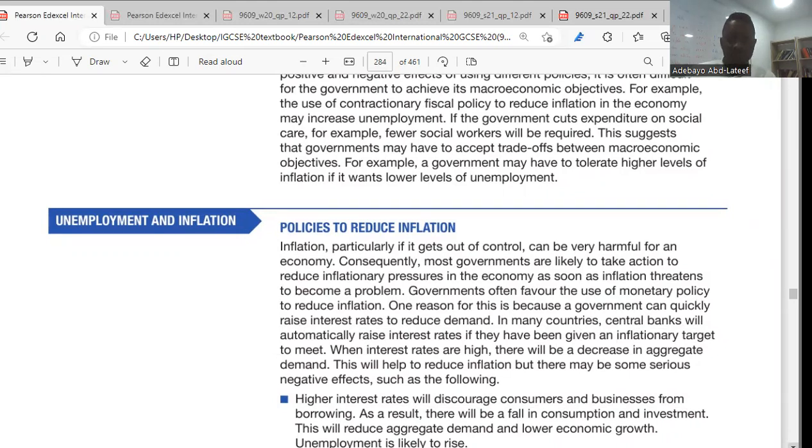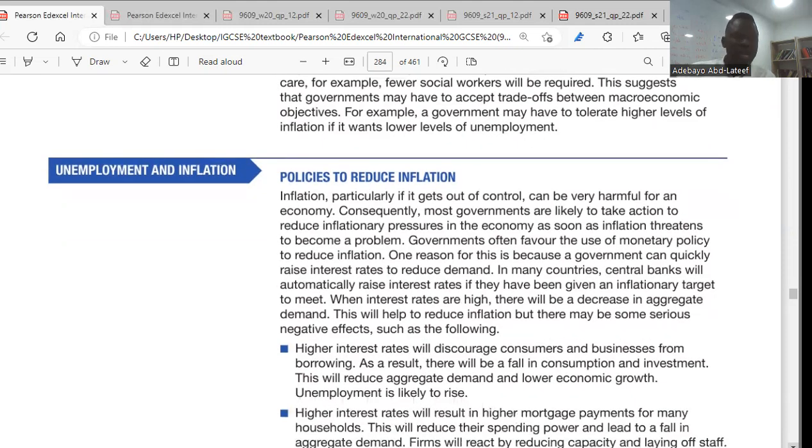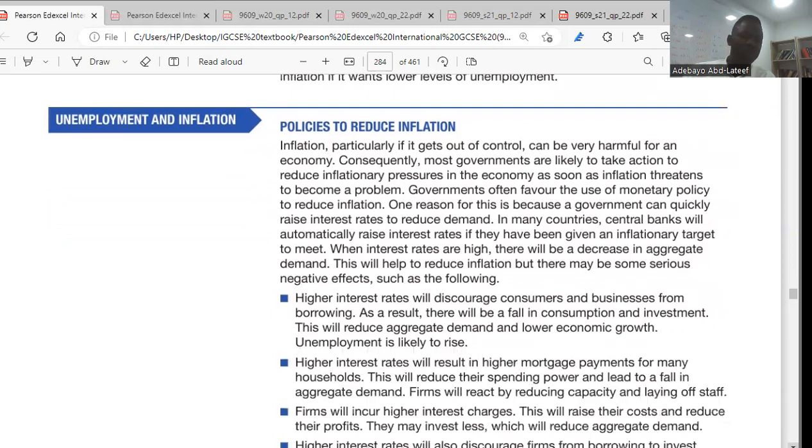So one reason for this is because a government can quickly raise interest rates to reduce demand. In many countries, central banks will automatically raise interest rates if they have been given an inflationary target to meet. When interest rates are high, there will be a decrease in aggregate demand. This will help to reduce inflation, but there may be some serious negative effects, such as the following one.